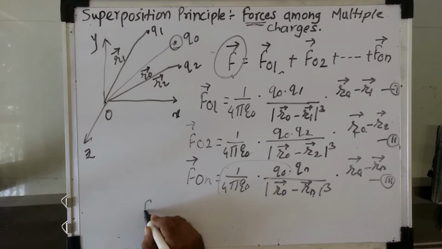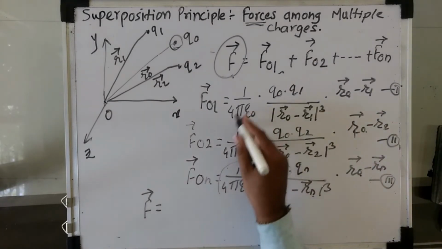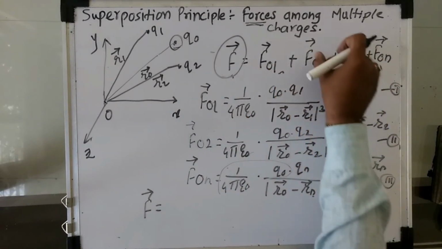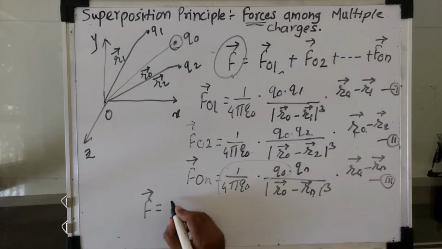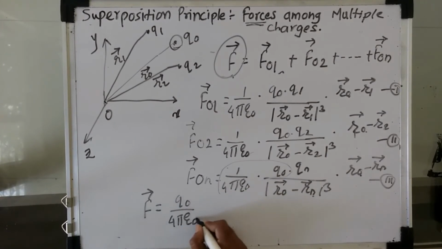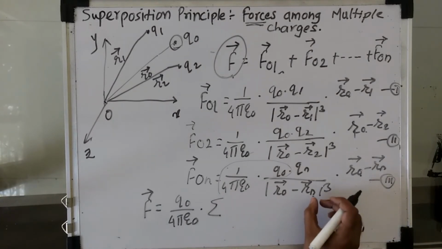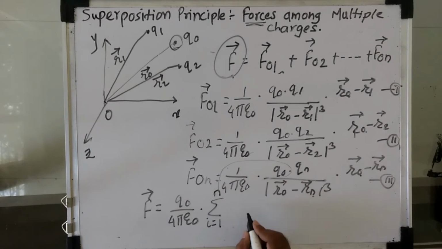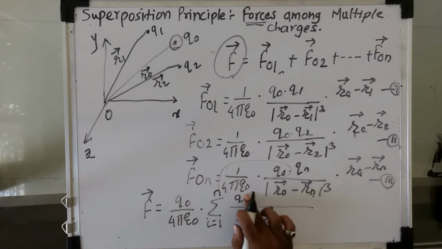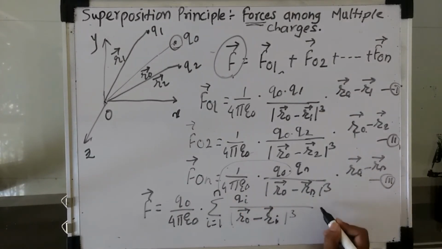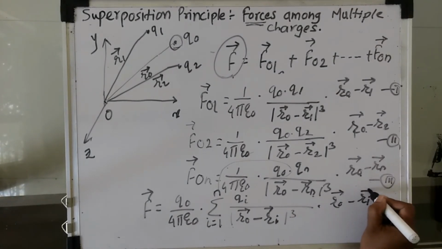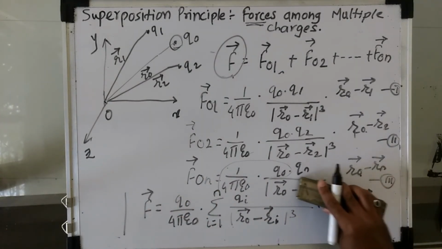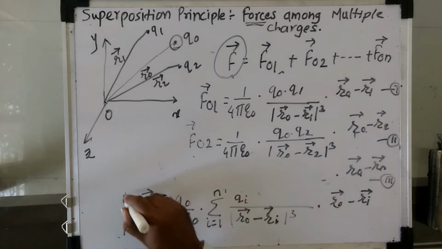See here, the force F bar is equal to, if we are performing the addition of all these forces, and put these values in these equations, then it will become F bar is equal to q0 upon 4 pi epsilon naught multiplied by the summation, in terms of i, with i from 1 to n, where n can be 1, 2, 3 likewise, of qi upon the modulus of r0 bar minus ri bar cubed, multiplied by r0 bar minus ri bar. I will write it in a good fashion. So this will be my equation now.